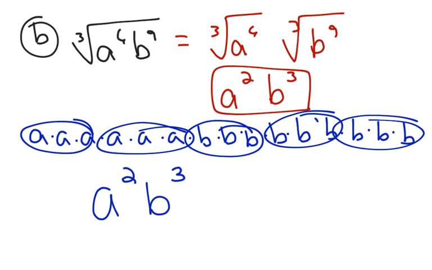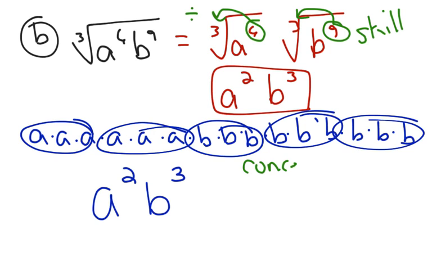And another thing you might have noticed at this point in time is if you take the exponent and you divide it by the root index, you'll get the exponent. 6 divided by 3 is 2. 9 divided by 3 is 3. That's a shortcut. This is the skill on how to do it very quickly. This is the concept.